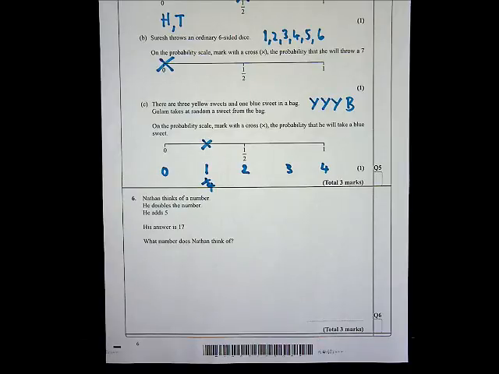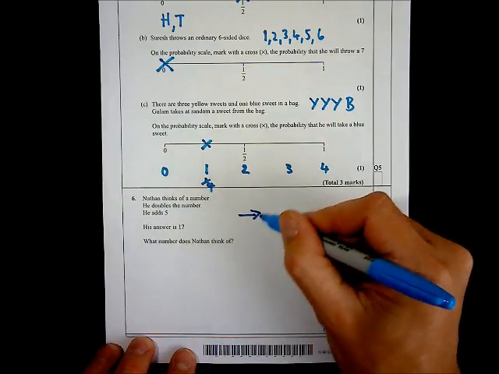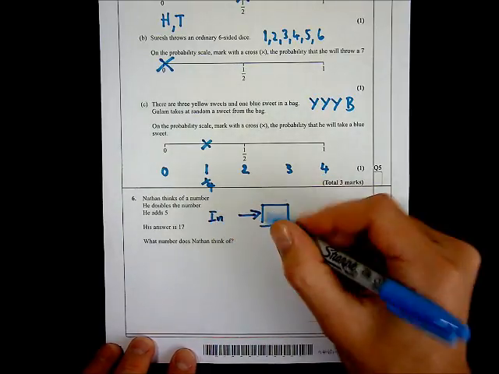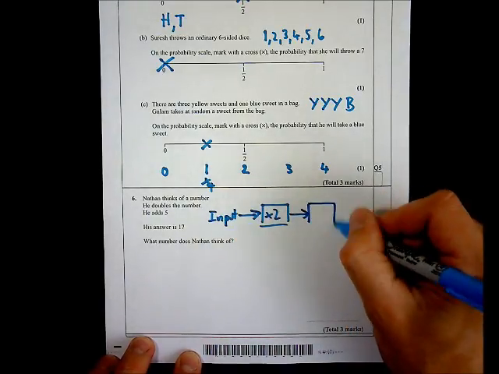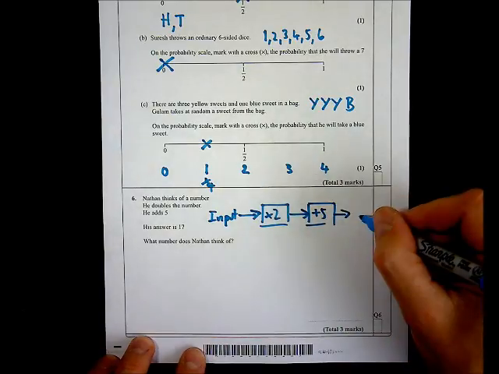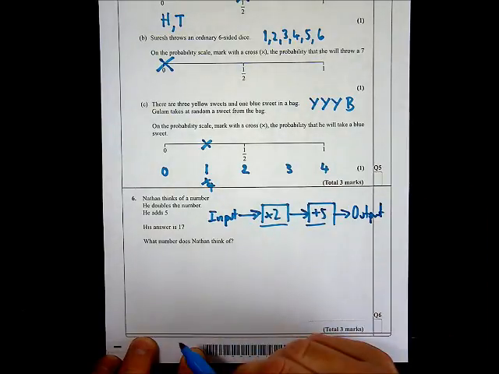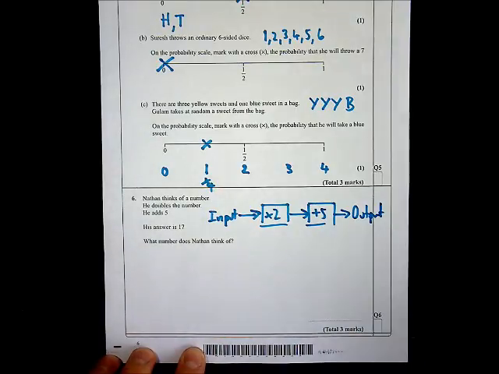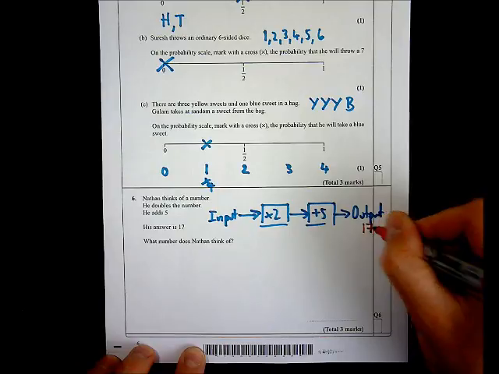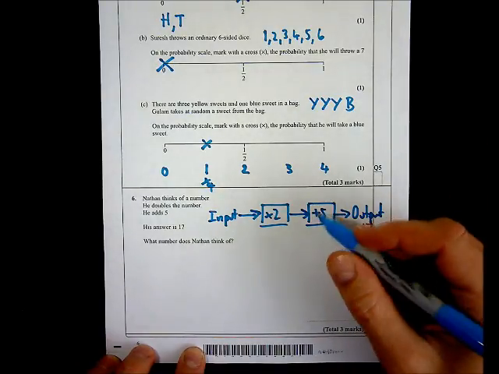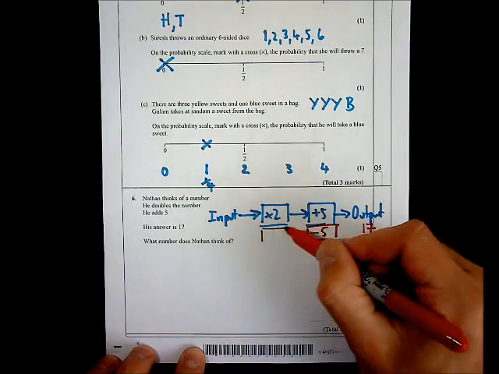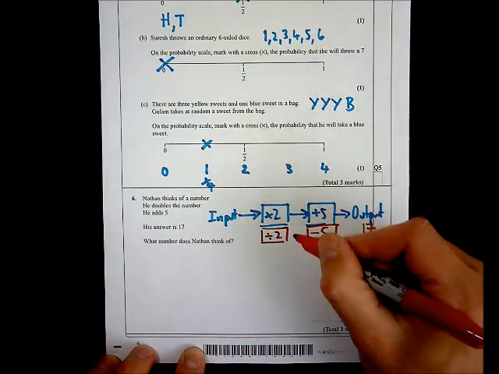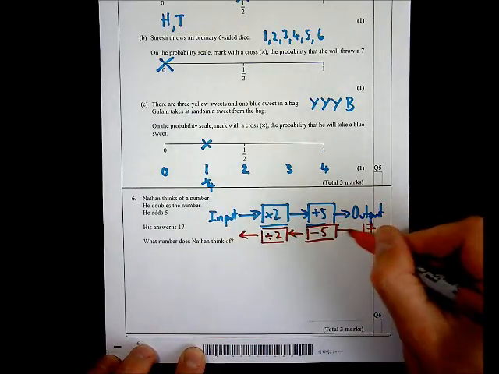On question 6, I'm told that Nathan thinks of a number, he doubles the number, and he adds 5. So he thinks of a number at the start, we'll call that his input, he times it by 2, and then he adds 5, and that gives him his output. I'm told that the answer is 17, so what I'm going to do is I'm going to try and work my way back round from this output of 17. So I'm going to go backwards, so rather than adding 5 here, I'm going to take away 5, and rather than timesing by 2, I'm going to divide by 2, and if I do that in that order, I should get back to my input.